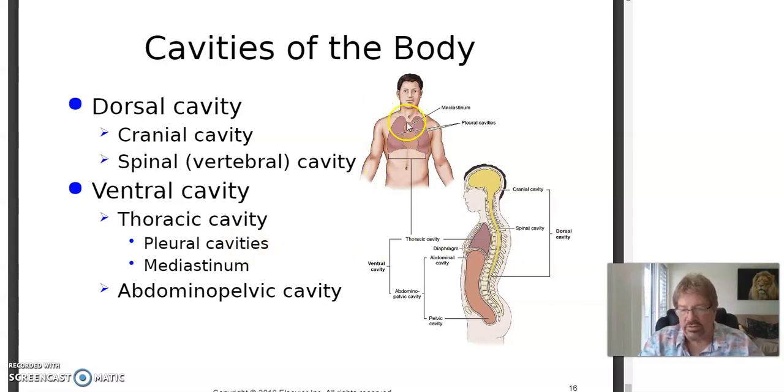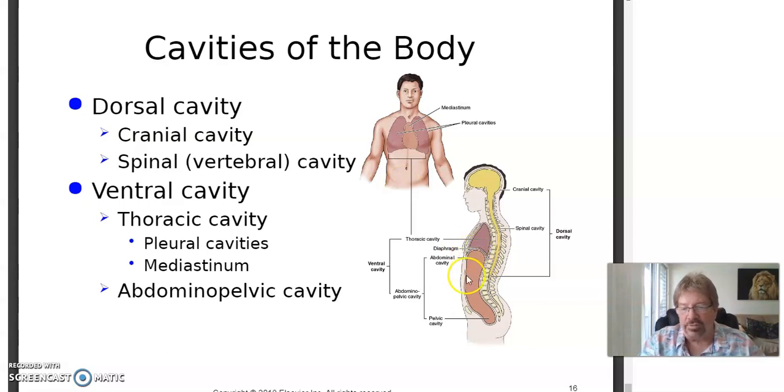Each lung is contained in a separate cavity called the pleural cavities. The mediastinum is an odd word I'm sure you've never heard before. It's an anatomical boundary. It's not an organ in the body. If you dissected someone, you wouldn't find a mediastinum. It's just a boundary that's created by a scientist. So here's the mediastinum. It contains the heart and the so-called great vessels.